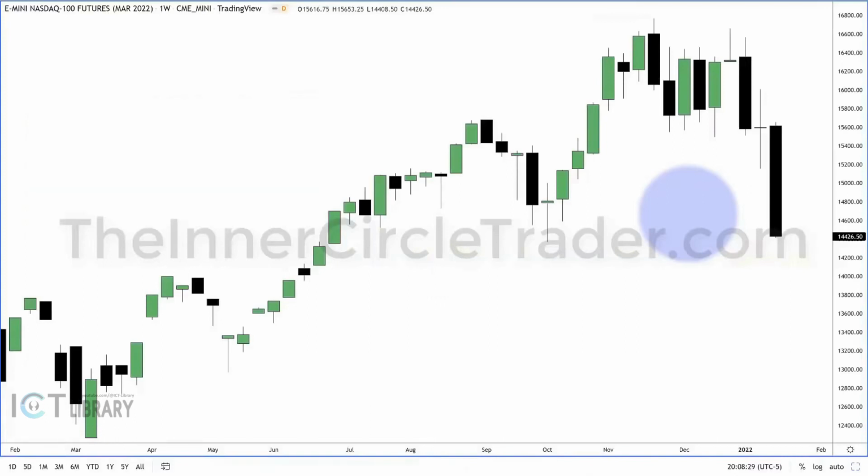All right, so we're looking at the NASDAQ futures March delivery contract, and this is a TradingView chart, and this is a weekly chart. And I want you to think about each week before the new trading week begins, preferably on the weekend. The idea is you want to try to get a read on what you think that next weekly candle is going to do. Is it going to go higher or is it going to go lower?